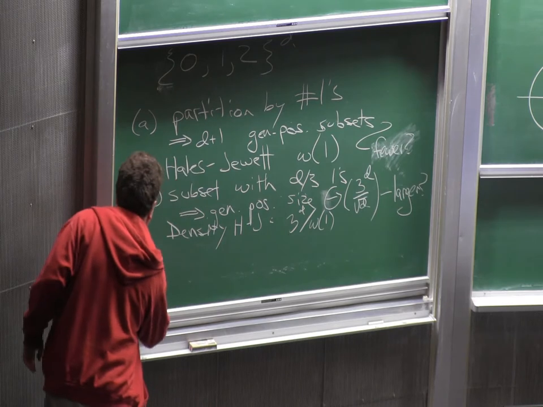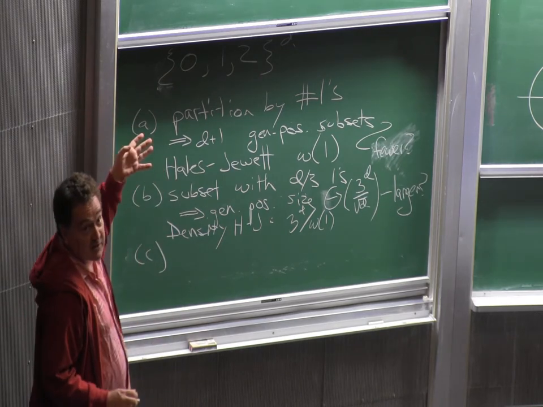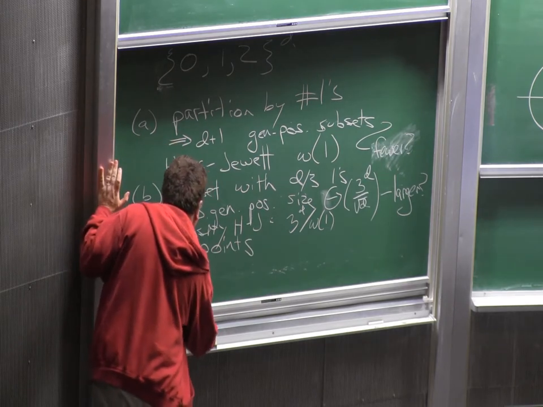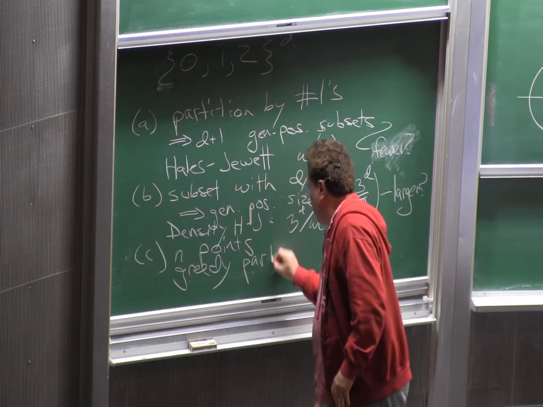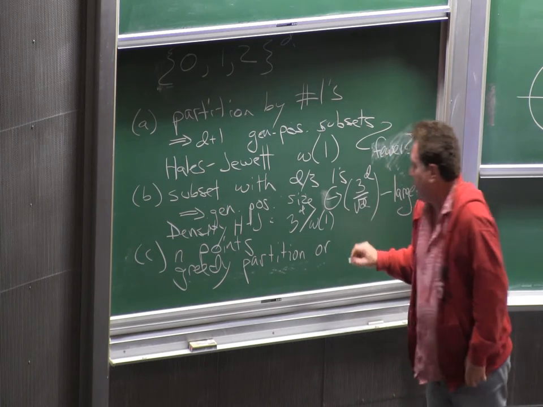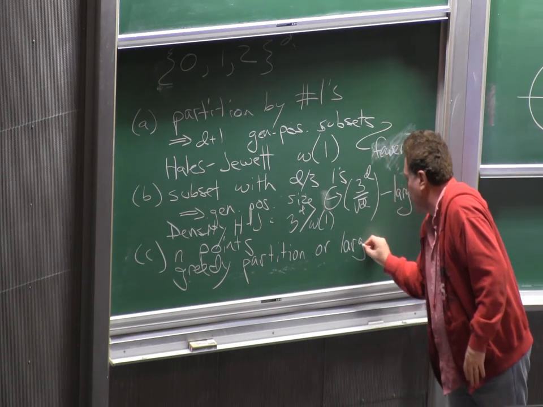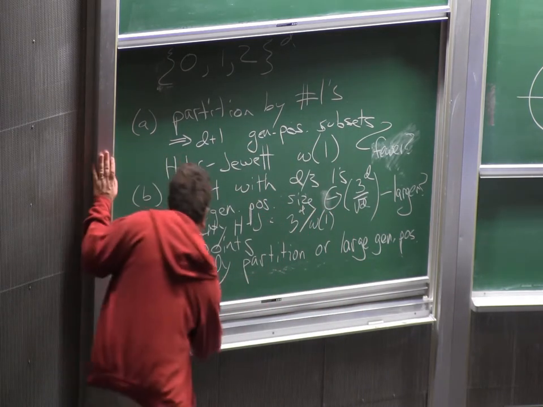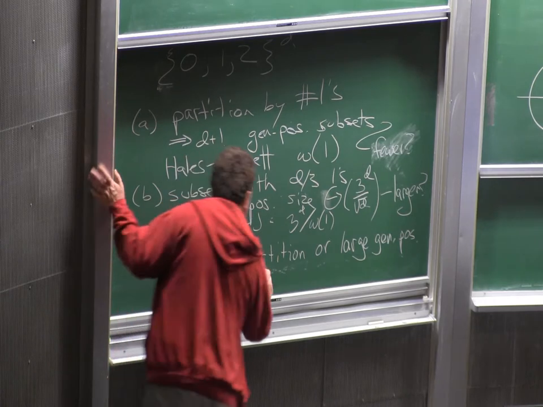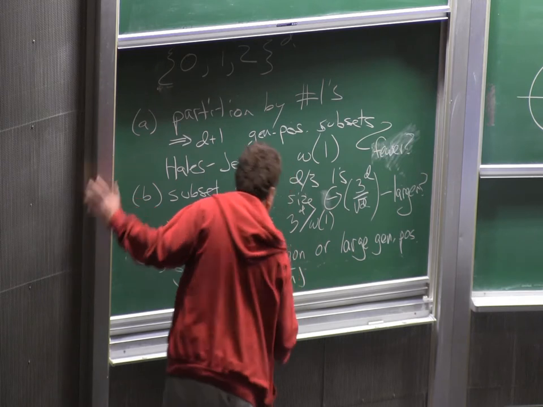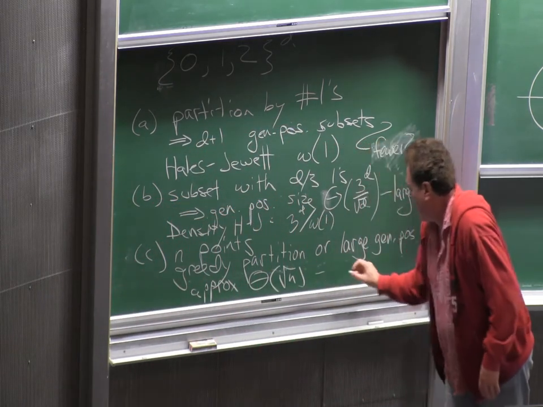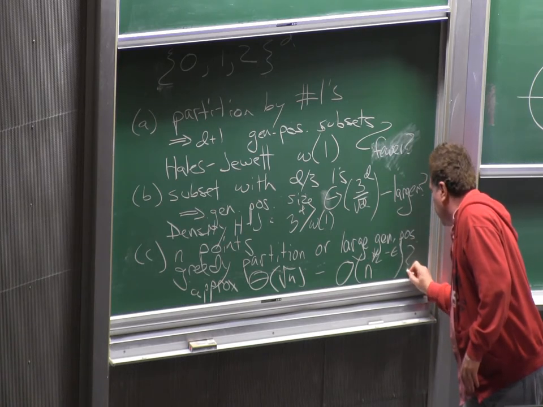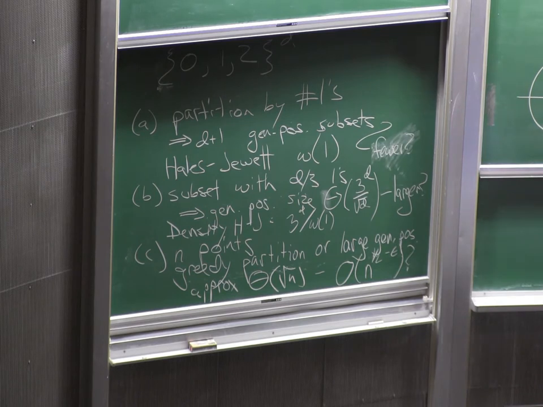And part C is the algorithm question. If I give you n points in D dimensions, where the plane doesn't really make a difference, and we use a greedy algorithm for a large general position subset, that greedy algorithm is easy to show has approximation ratio theta of square root n. And I would like to be significantly better than that. Can we get O of n to the 1/2 minus epsilon? I think it may be possible to shave a log off that, but I would like that.